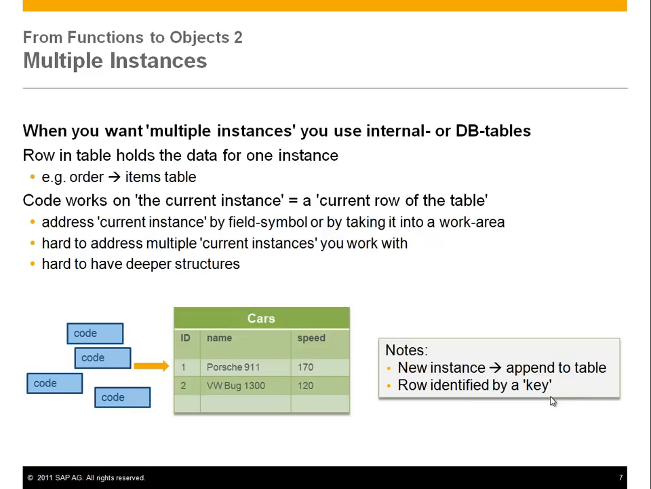So if you think, for instance, of an order and an items table, and maybe you have sub-items, then you have maybe nested data structures with nested tables, which is typically really nasty. Now, to get a new instance, again coming back to this example of how you deal with instances, you append to the table. If you look at this table example here, we have a table of cars, and each car is one row, so you have one car that's a Porsche and another car that's a VW Bug, and they have certain attributes that are stored. A row is typically identified by a key, and each instance is represented by one row in this table.